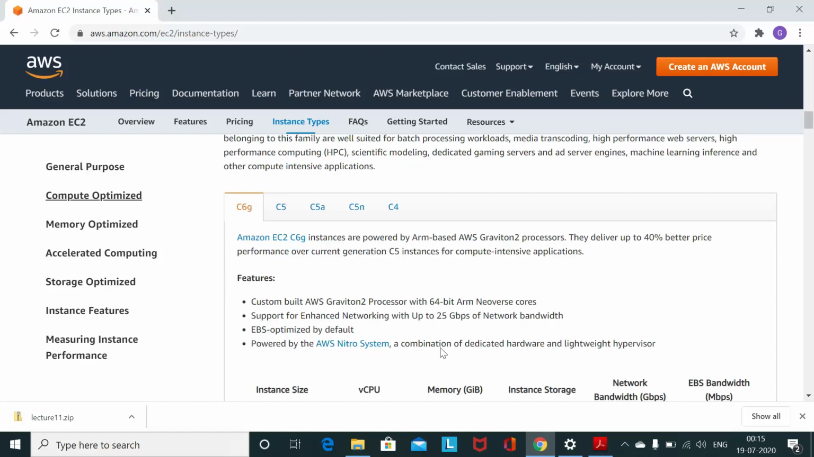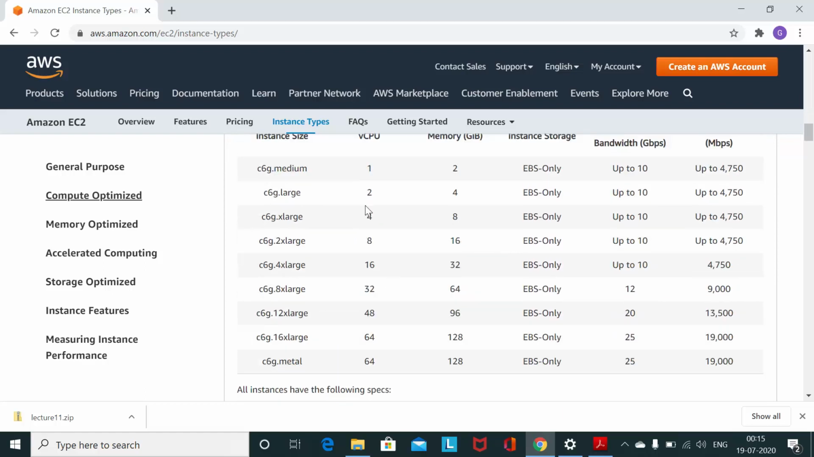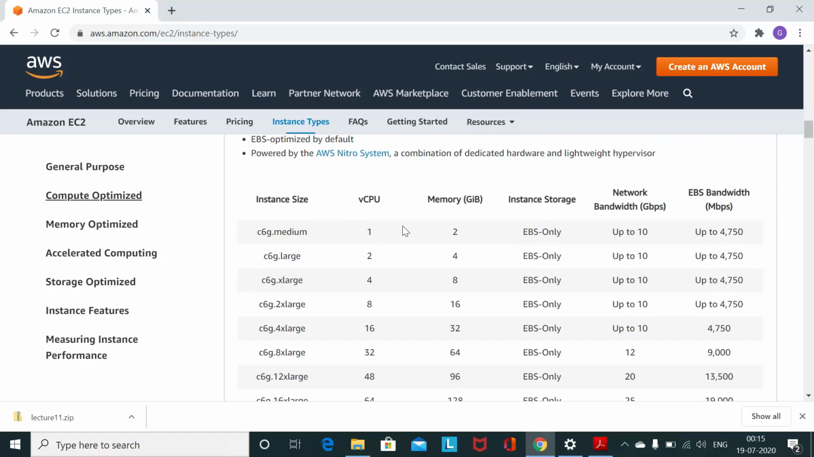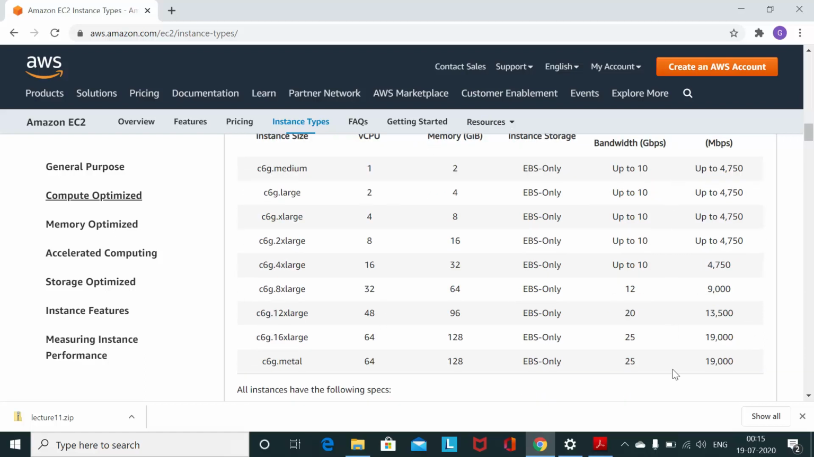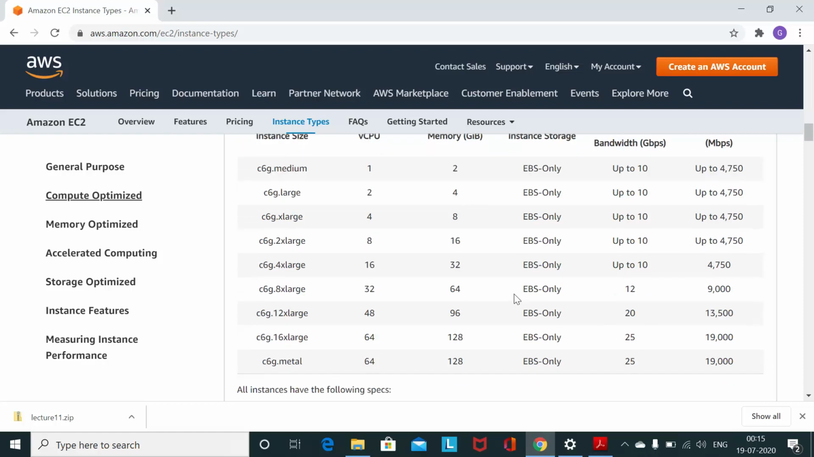So again, it has these features, and we can look at this. It offers varying options for virtual CPU, memory, and even networking bandwidth. And here it has also elastic block storage bandwidth.